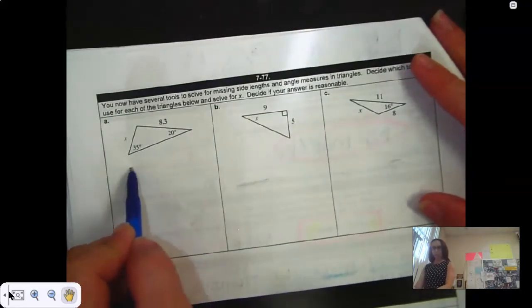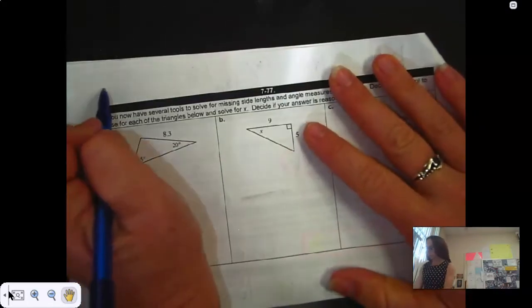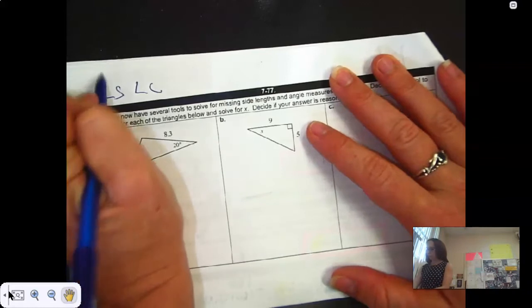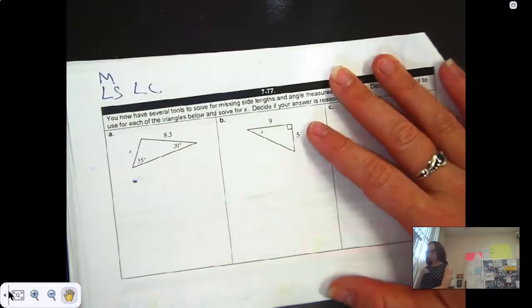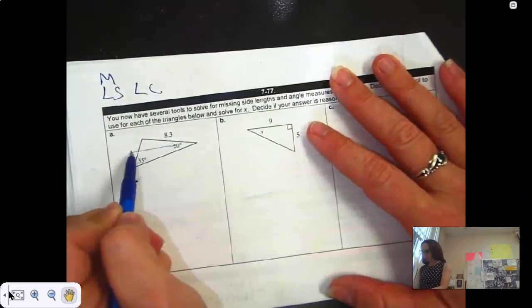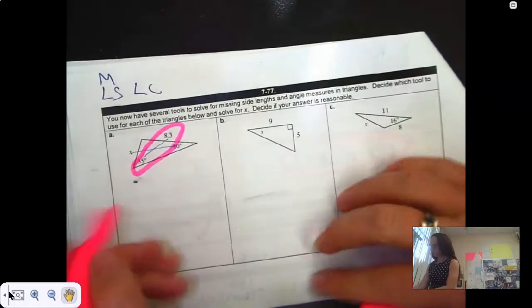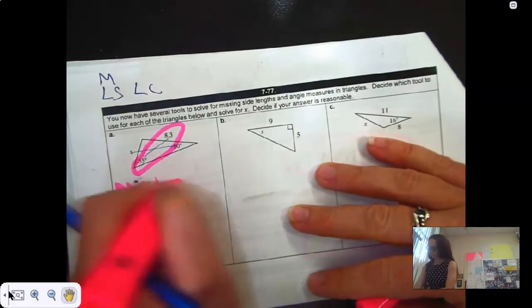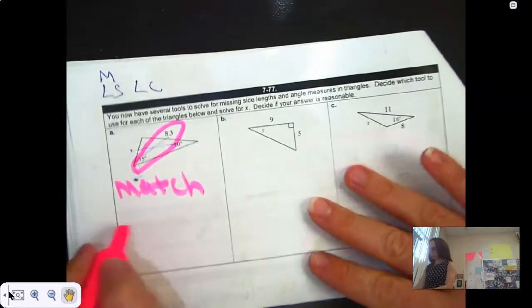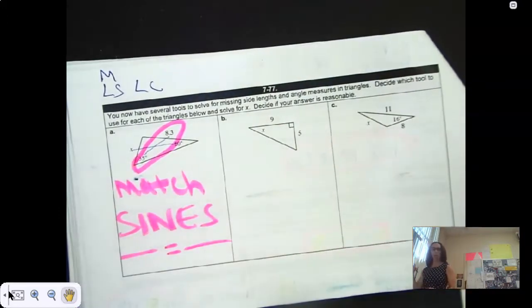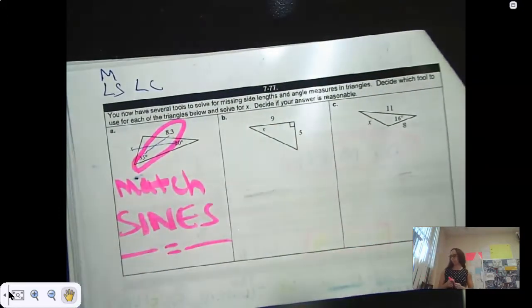All right. So is it a right triangle? No. So since it's not a right triangle, I only have the law of sines or the law of cosines. I know if it's the law of sines, there's a match. Let's see. That goes with that. No. That goes with that. There's a match. Okay? So I can do the law of sines, which is this equals this. I don't want to do it right now. You get the idea. Okay?